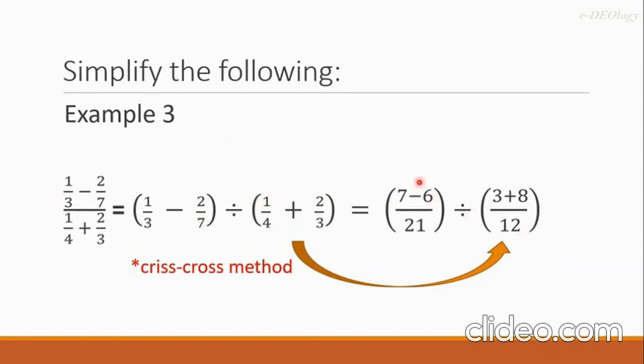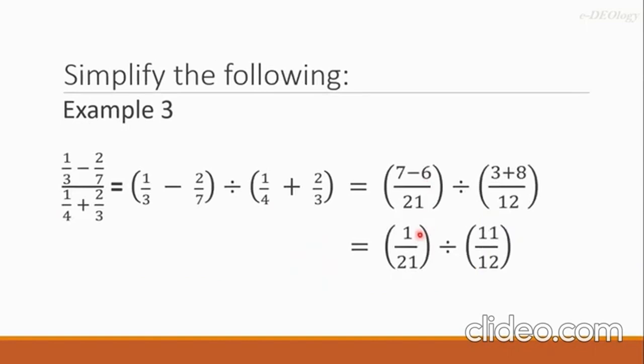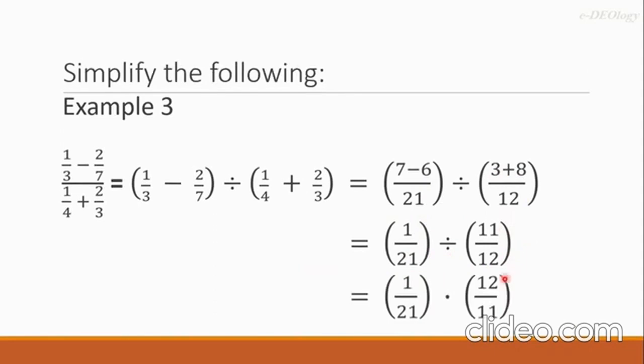Then let us simplify. The 7 minus 6 is now 1 over 21. We just copy that 1. We just copy the 21. Then 3 plus 8 is 11. We copy the 12 down here. So now our problem is a proper fraction divided by another proper fraction. So we're going to invert our divisor. 12 comes up, 11 comes down. The operation becomes multiplication. Then we'll just multiply and we will get our final answer.